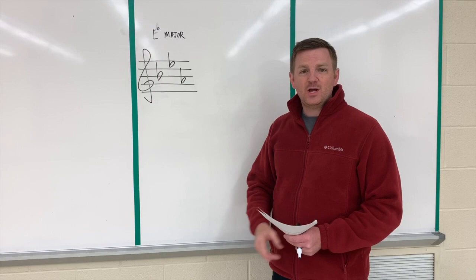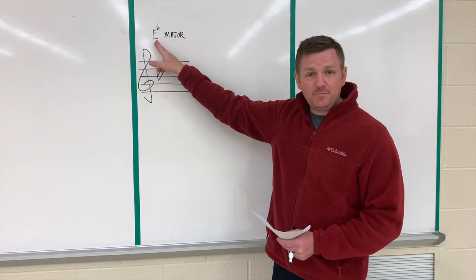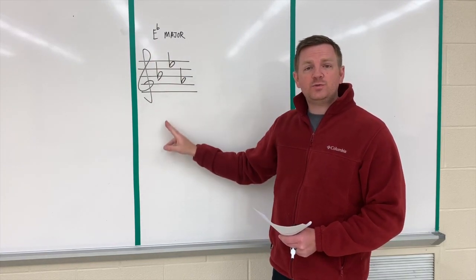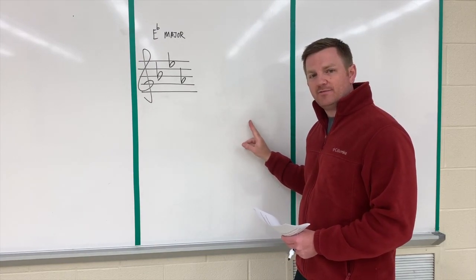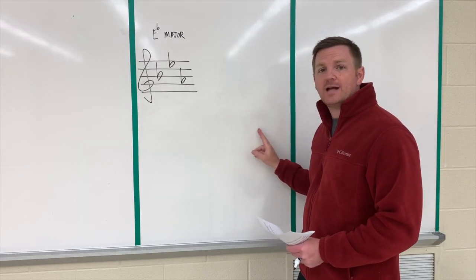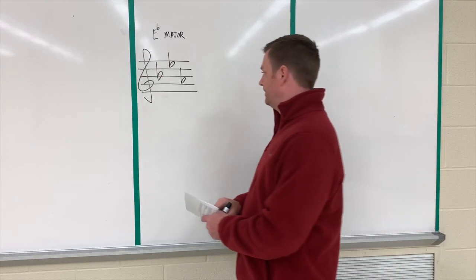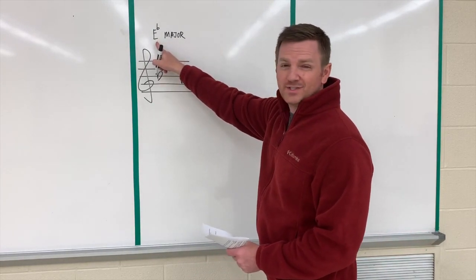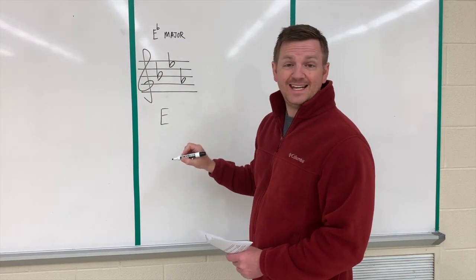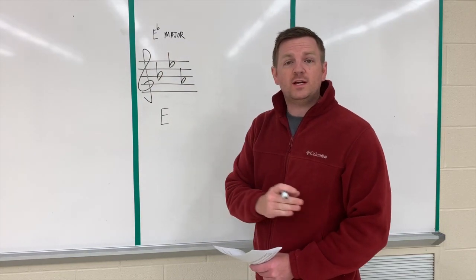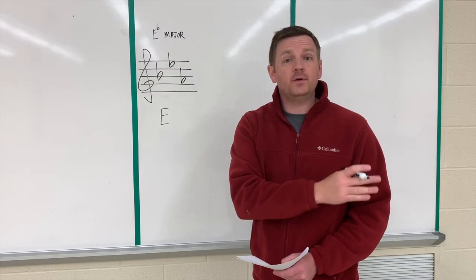Step 1, start with the name of the major scale and use your musical alphabet and write out all of the letters of the musical alphabet until you have returned back to that same starting pitch. For example, we start on E flat, so our first note is an E. Use the musical alphabet to go up the major scale.